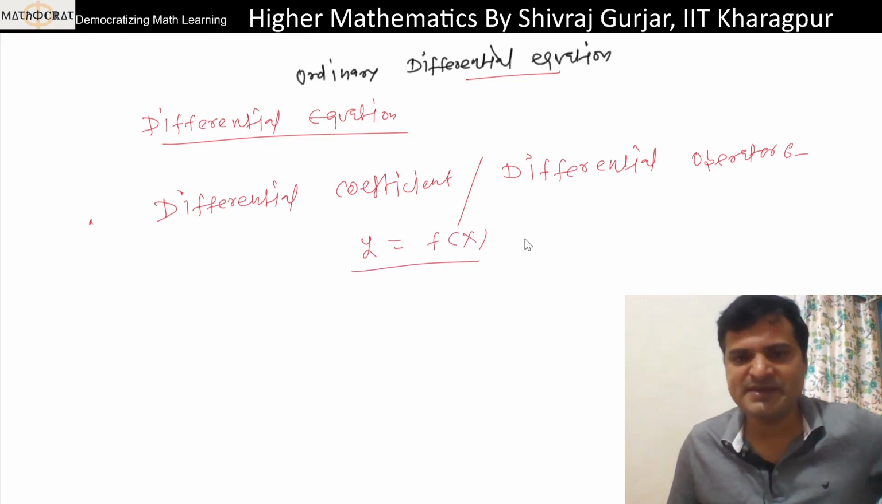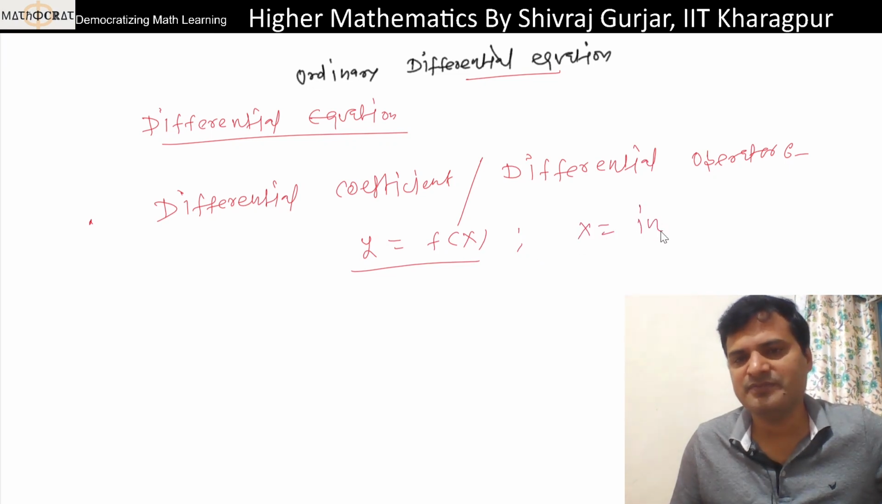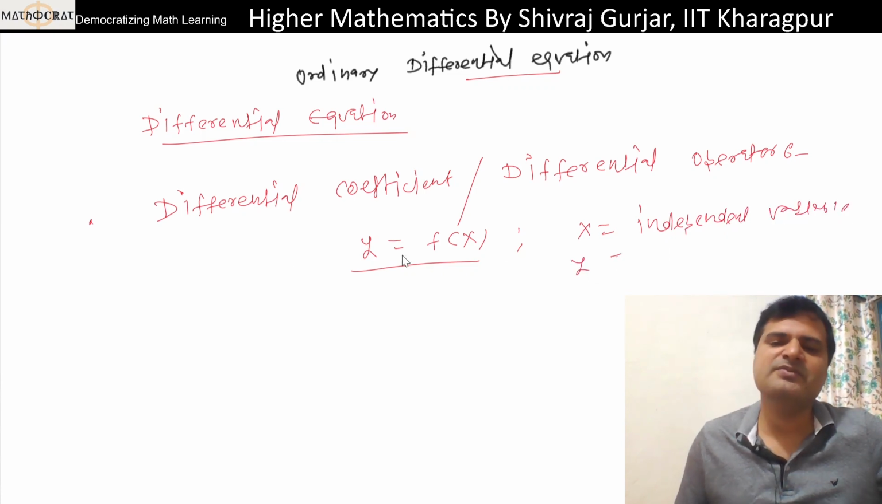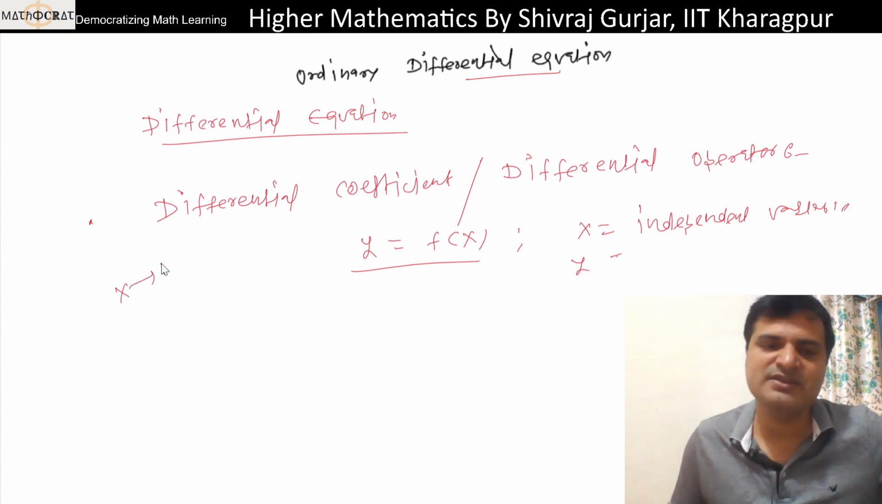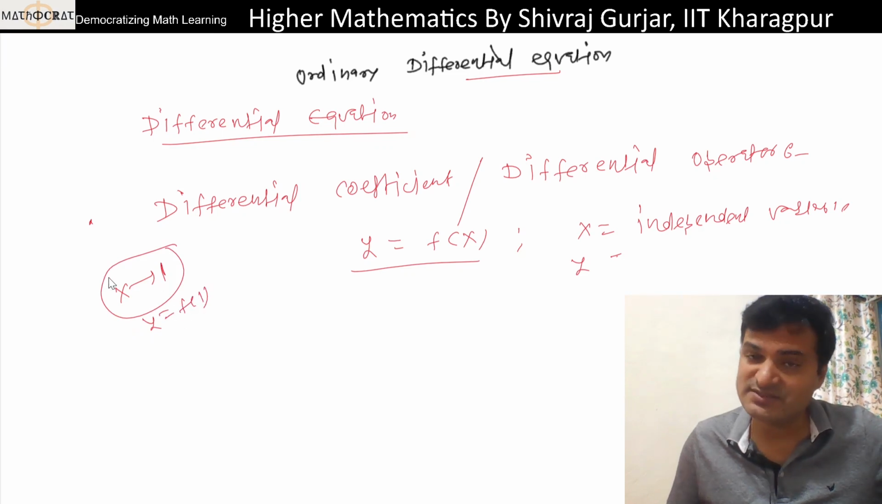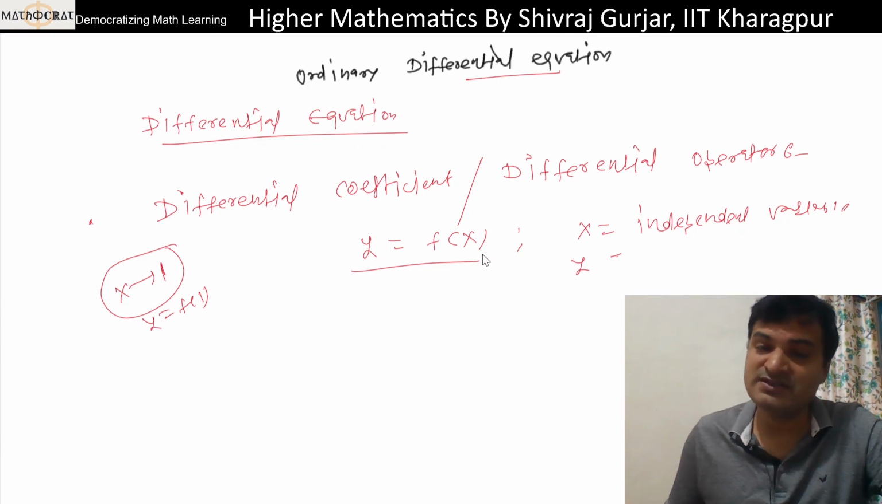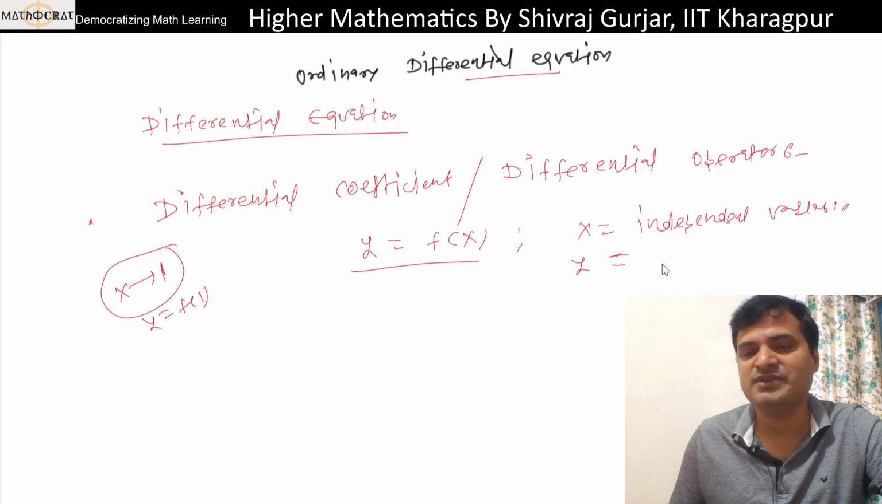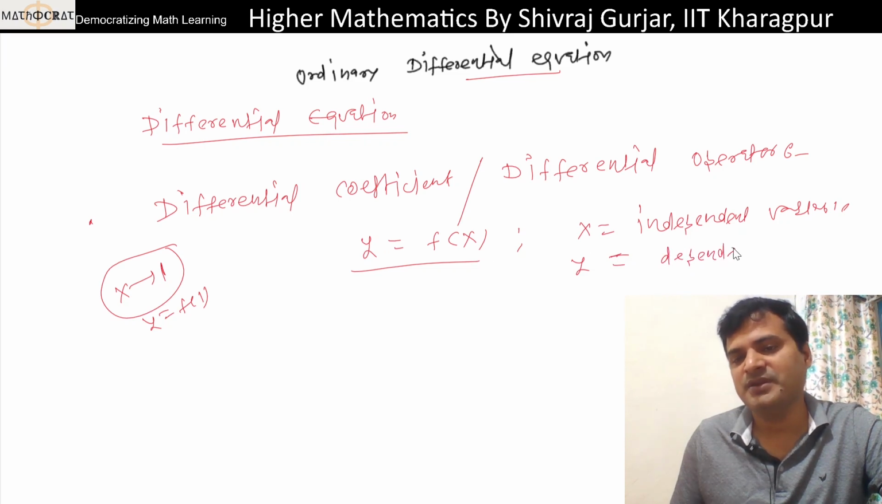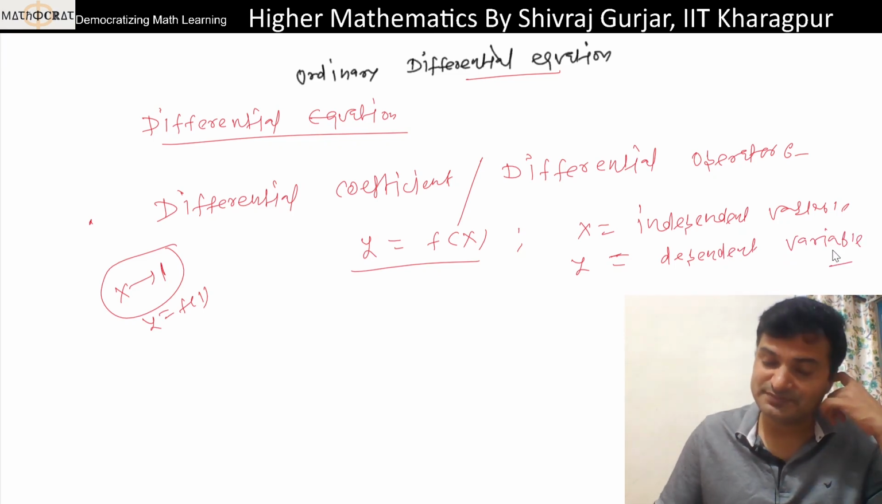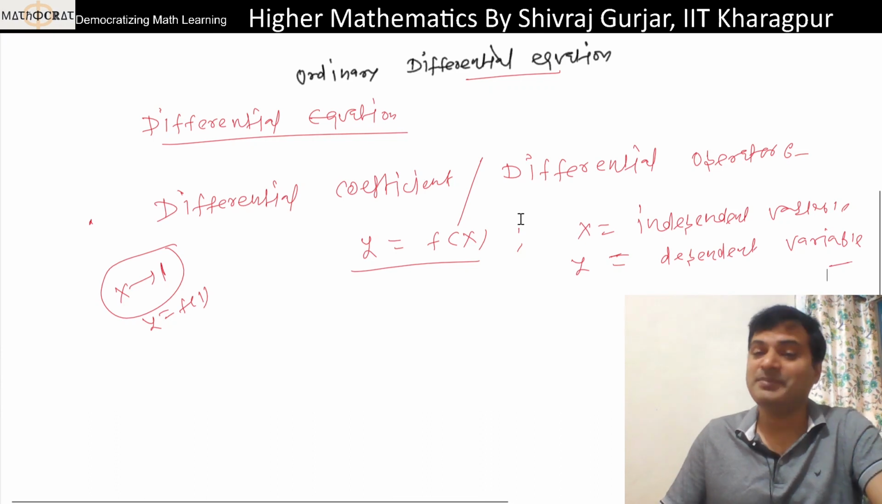Y is a function of x, then we say that x is the independent variable, because we can take any value we wish for x. Like if we take x equals 1, then y will be f(1). Means we can change values of x, but then y will automatically be fixed. So y is depending on x. That's why y is known as the dependent variable.